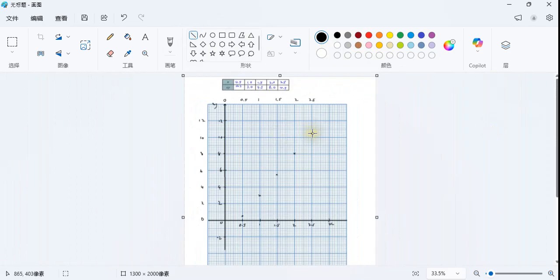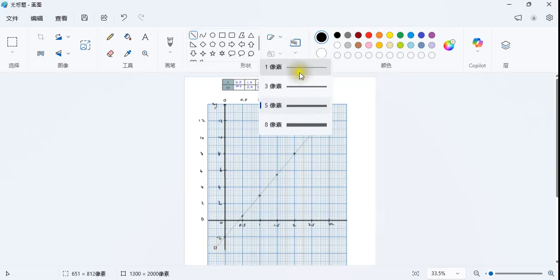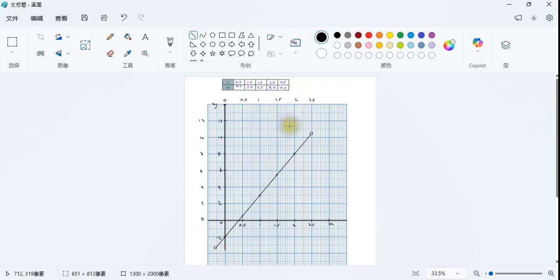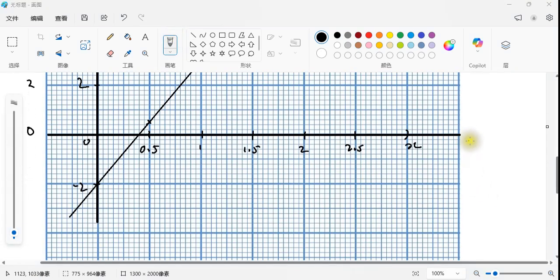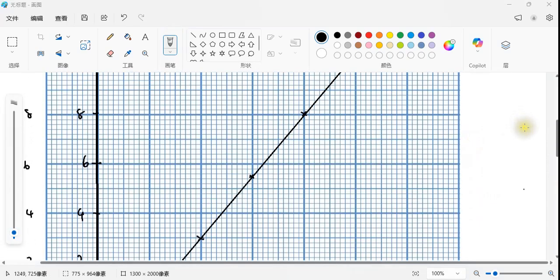So the line of best fit must pass through as many points as possible. Okay, so this is the line of best fit. So from here, we know that the y-intercept is -2.